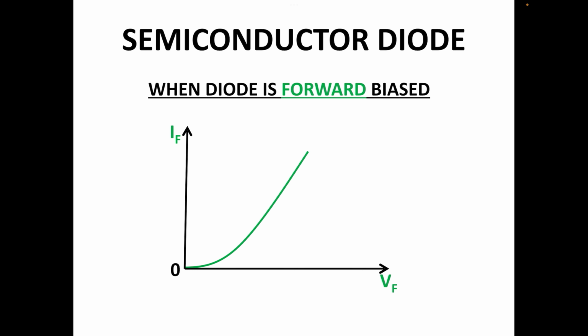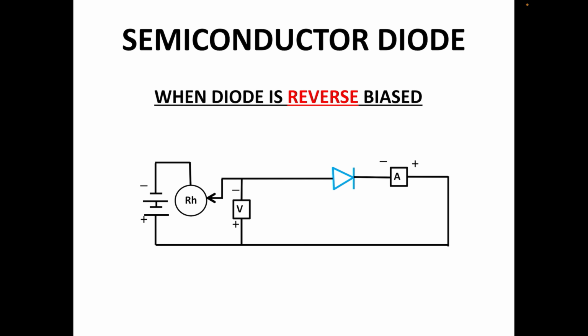Sufficiently high current flows through the diode when it is forward biased, and this current is due to majority charge carriers. Volt ampere characteristic curve is not a straight line. This means a semiconductor diode does not obey Ohm's law. This is the circuit diagram for plotting volt ampere characteristic curve for diode when it is reverse biased.